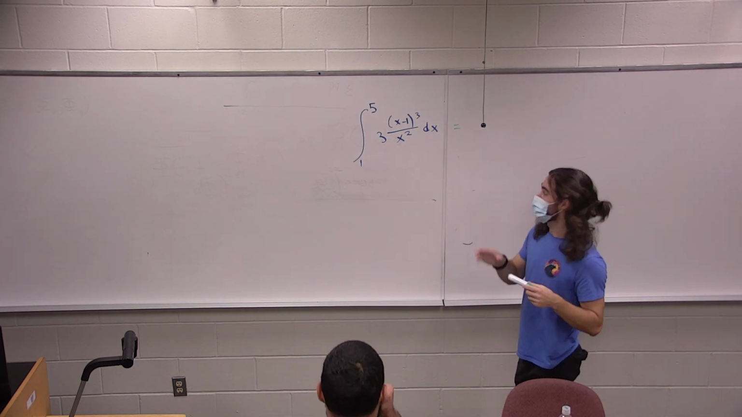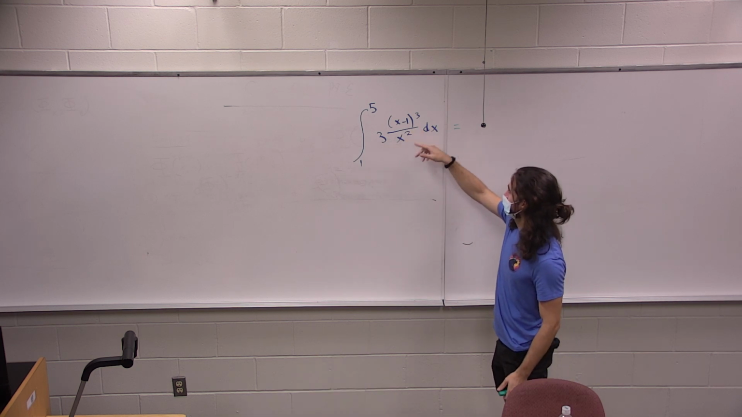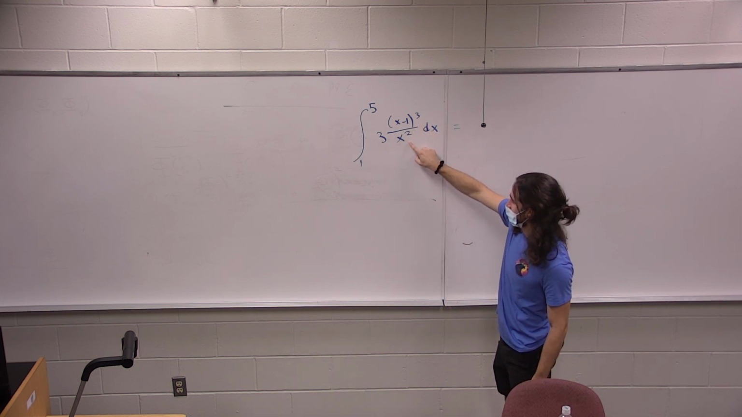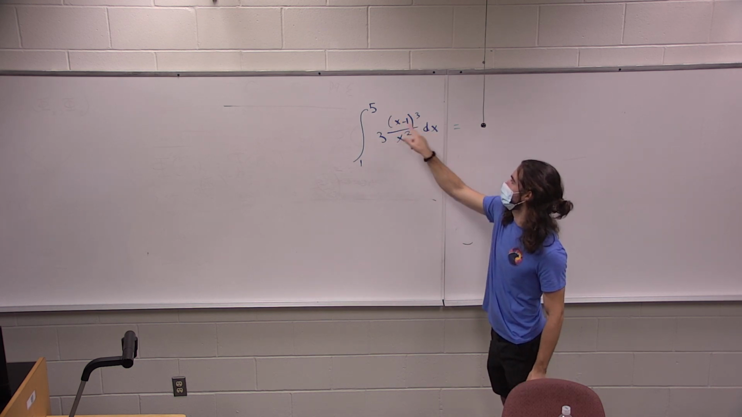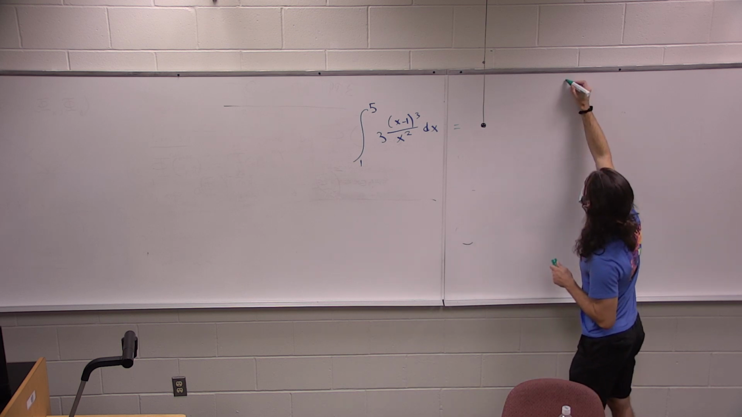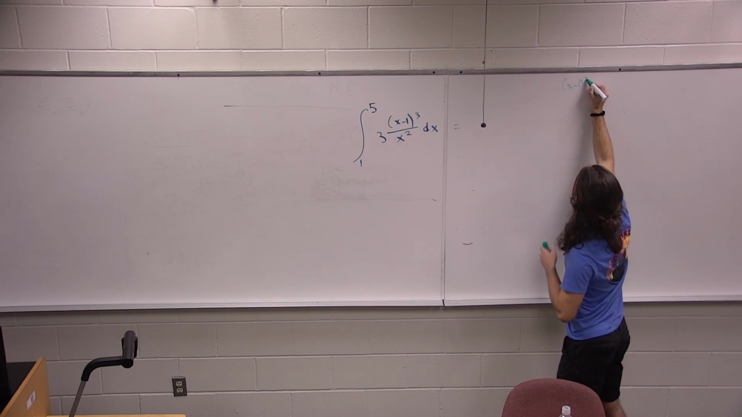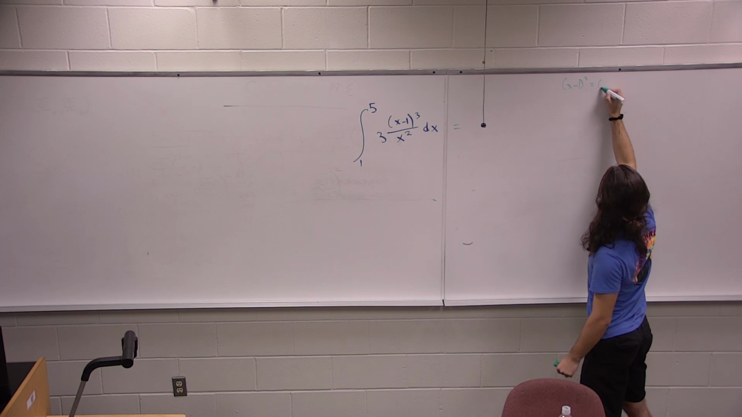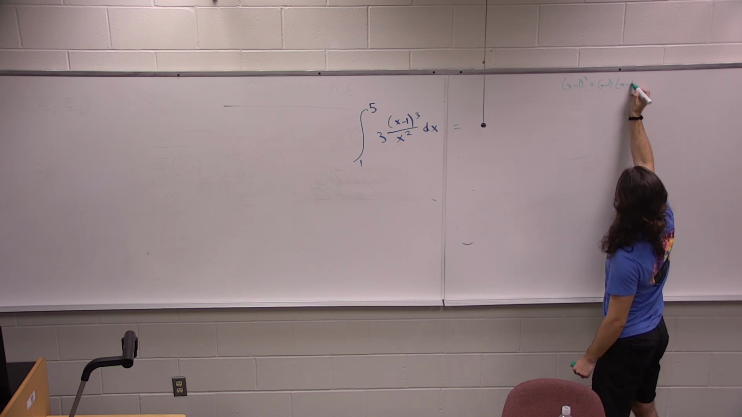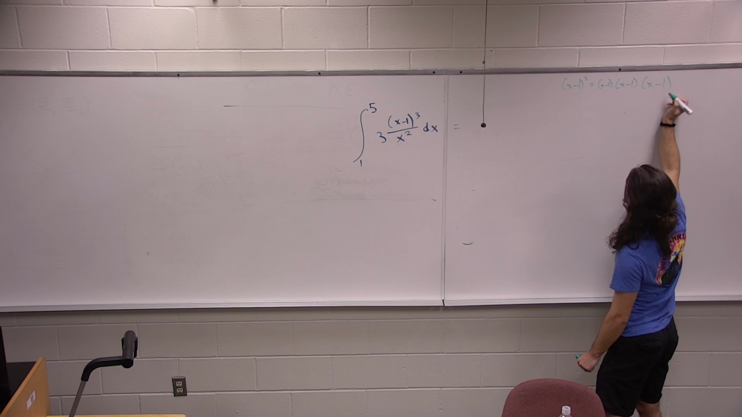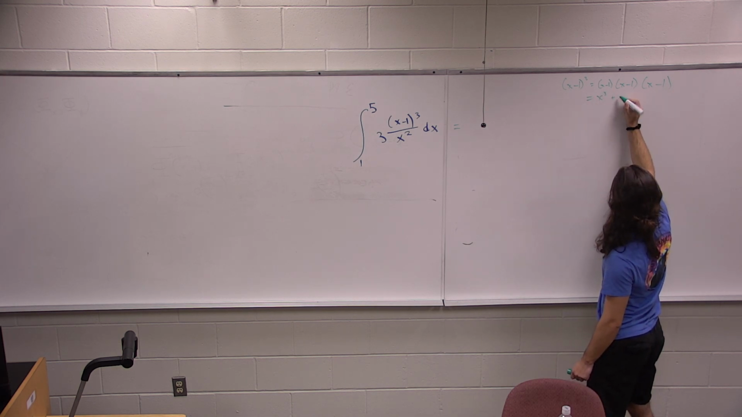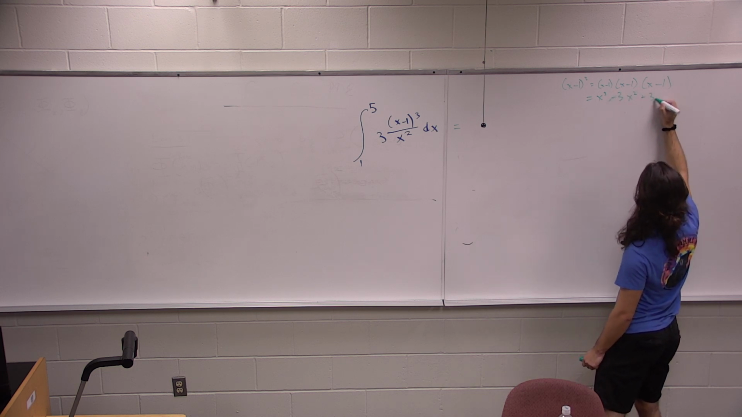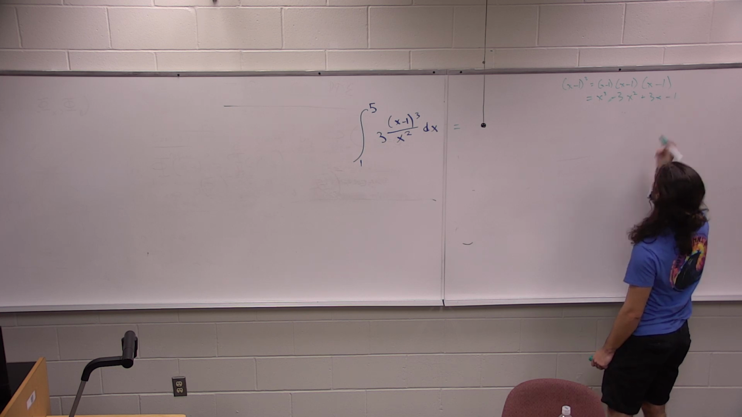The trick is this is almost a polynomial, right? It's a polynomial over another one. And one good strategy to handling problems like this is to take the one that can be expanded and expand it all the way out. So you can calculate that x minus 1 cubed, which of course means x minus 1 times x minus 1 times x minus 1. That works out to be x cubed minus 3x squared plus 3x minus 1.